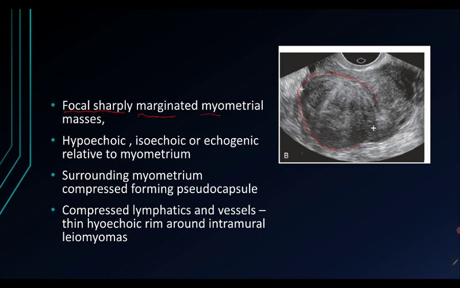These are myometrial masses. It is hypoechoic, and at some points it is isoechoic or echogenic relative to the myometrium. You can see comparably hypoechoic content here, and somewhere it is almost isoechoic or echogenic. The surrounding myometrium is compressed and forms a pseudocapsule. You can see the pseudocapsule here, made of compressed lymphatics and vessels, a thin hypoechoic rim around the intramural leiomyoma.